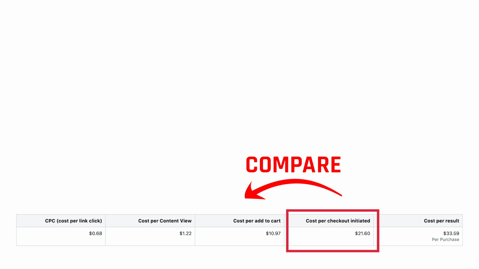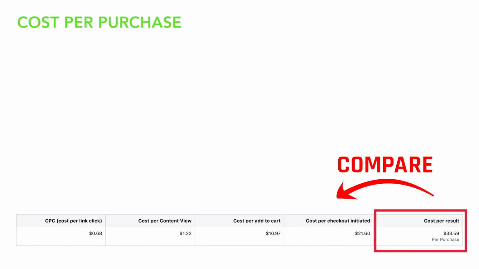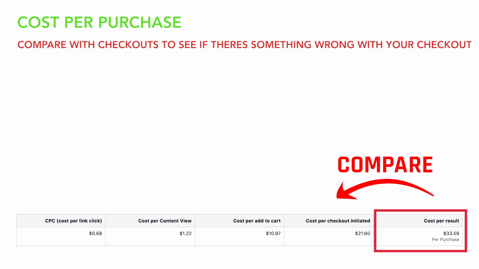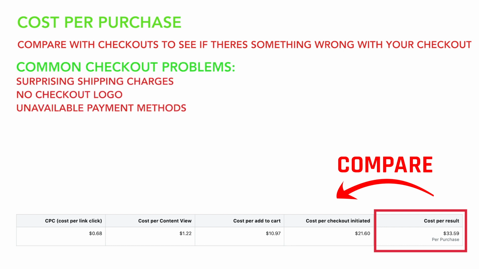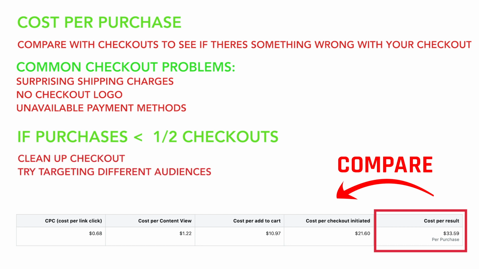Cost per checkout and cost per purchase. Comparing these two numbers lets you know if there's anything wrong with your checkout. Common problems with checkouts are surprising shipping charges, no checkout logos, or having no preferred payment method available. This is also an indicator of traffic quality. If less than half of your checkouts are converting into purchases, I'd suggest making sure your checkout is up to shape, and if that doesn't work, you should try targeting different audiences.